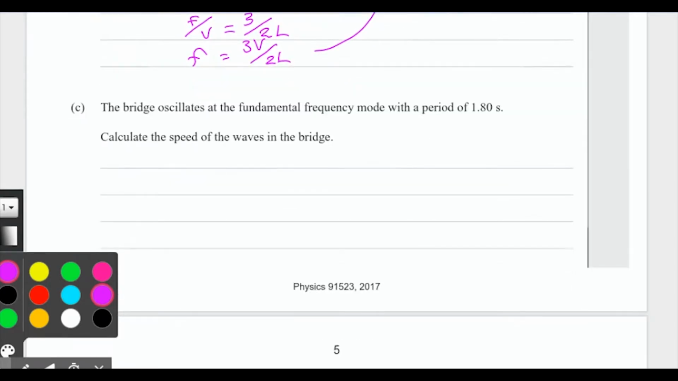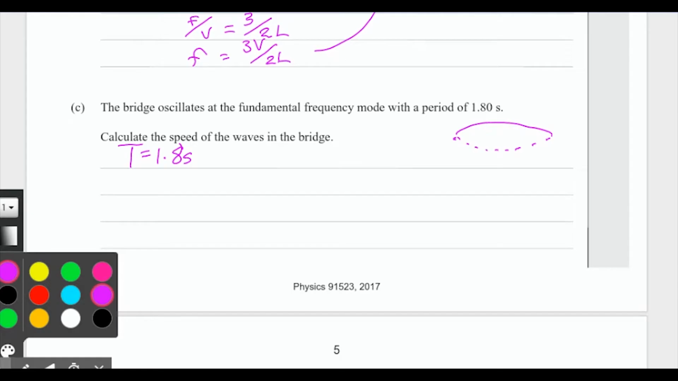Okay. The bridge oscillates at the fundamental frequency mode with a period of 1.8 seconds. Calculate the speed of the waves in the bridge. Okay, so we know that our period is 1.8 seconds. Okay, now we're looking at the fundamental frequency, which looks like this.